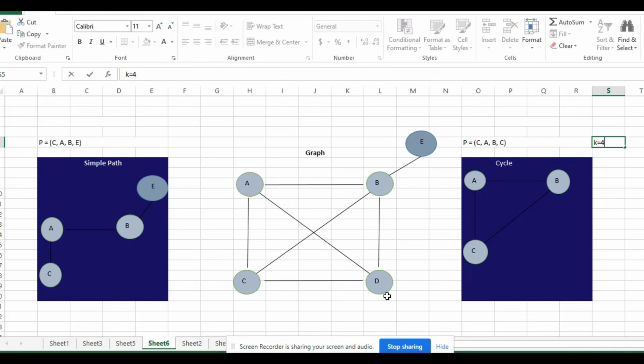Again, DCBD can also be a cycle. Again, DCABD can also be a cycle. So I hope you understood the meaning of path, simple path, and cycle.